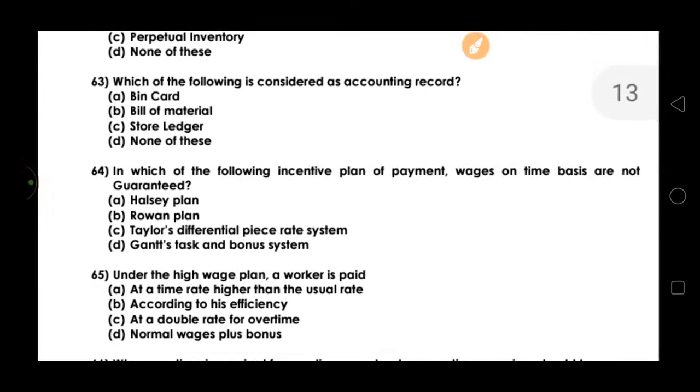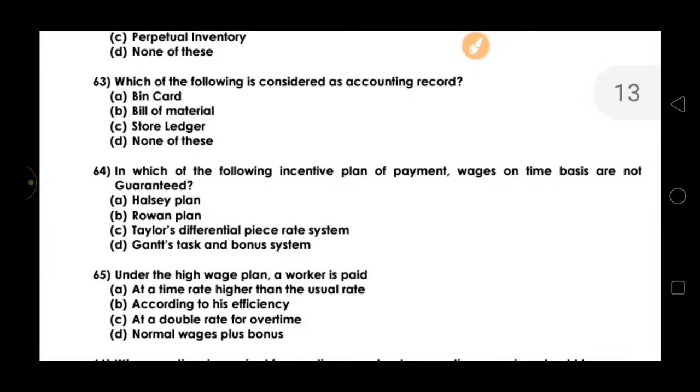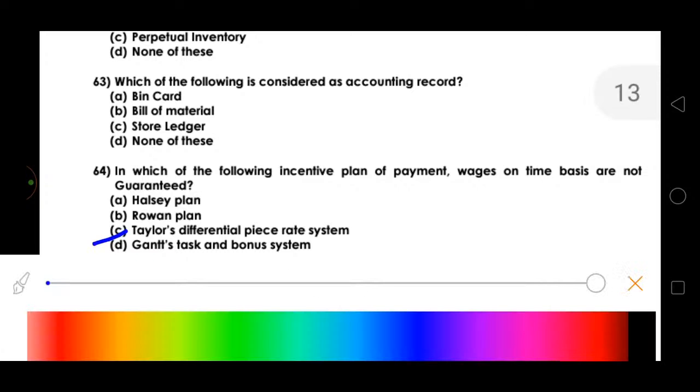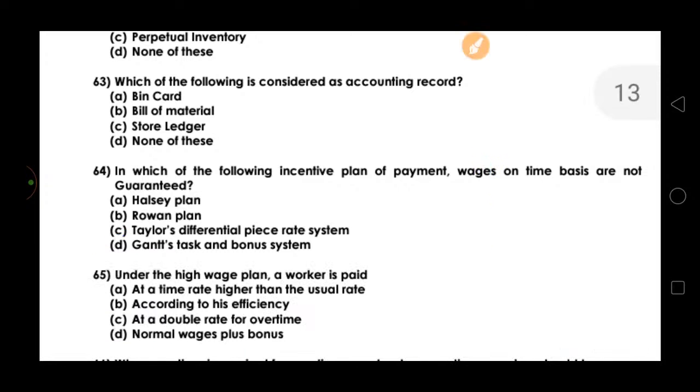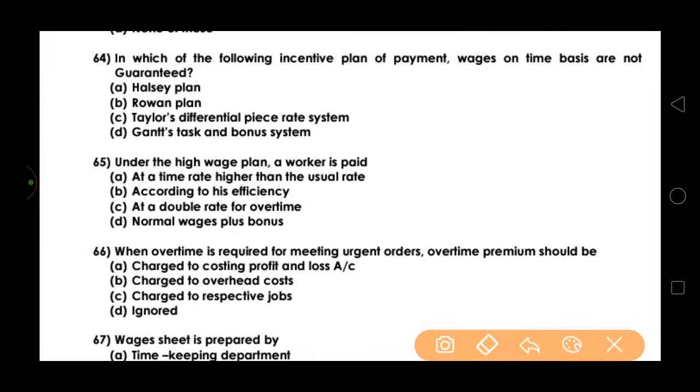In which of the following incentive plans for wages on time basis are wages not guaranteed? Time guarantee is not there in Taylor's differential piece rate system. Under high wage plans, the worker is paid at the usual rate. So A is for this.